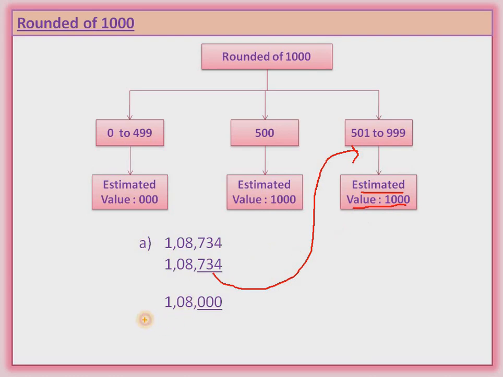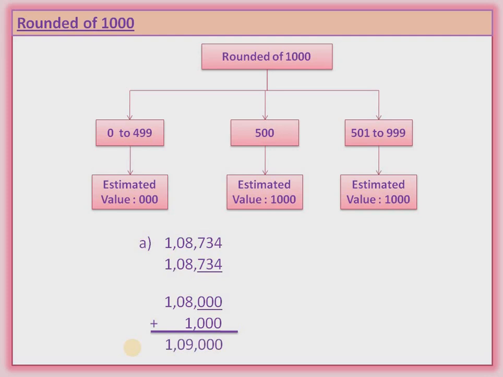Okay, so we will add 1000 to the given number. Understood? So what is the answer? The answer is 1,09,000. You can see I have added 1000 to 1,08,000. So the answer is 1,09,000.